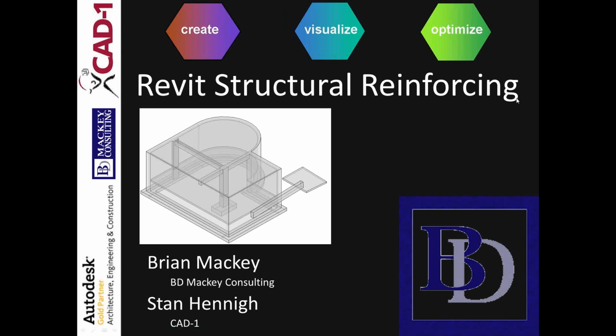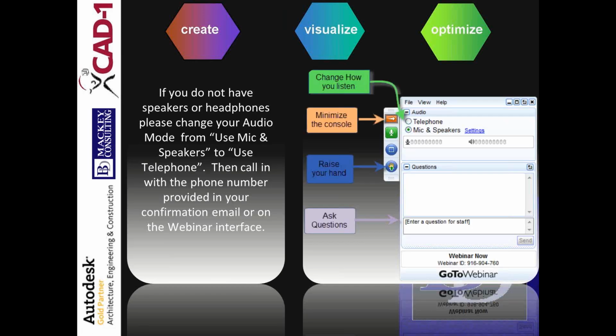We'll jump a little bit into this. So obviously our GoToMeeting slide. We have the minimize console, so you can see the whole screen, and the raise your hand button, so you can listen to either telephone or mic and speakers. You can switch back and forth. And probably the most important one is the questions box. That's where you can type in your questions, and we'll try and answer them as closely in context as we can. And so with that, we'll go ahead and get started.